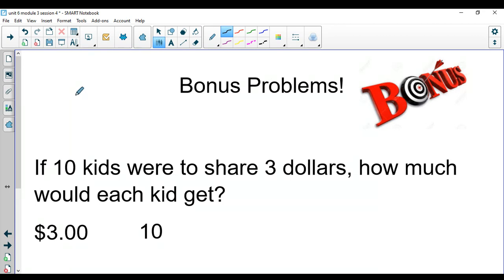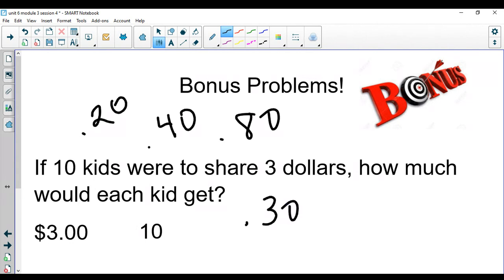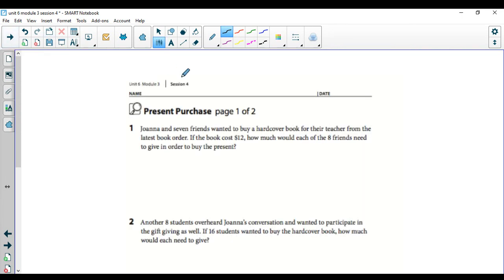So just as a bonus, if 10 kids were to share $3, how much would each kid get? This follows the pattern that, okay, when we divided $2 by 10 people, it was 20 cents. When we divided $4 by 10 people, it was 40 cents. $8 by 10 people, it was 80 cents. So wouldn't this follow the pattern of 30 cents? The cents matches the dollars when it's divided by 10.